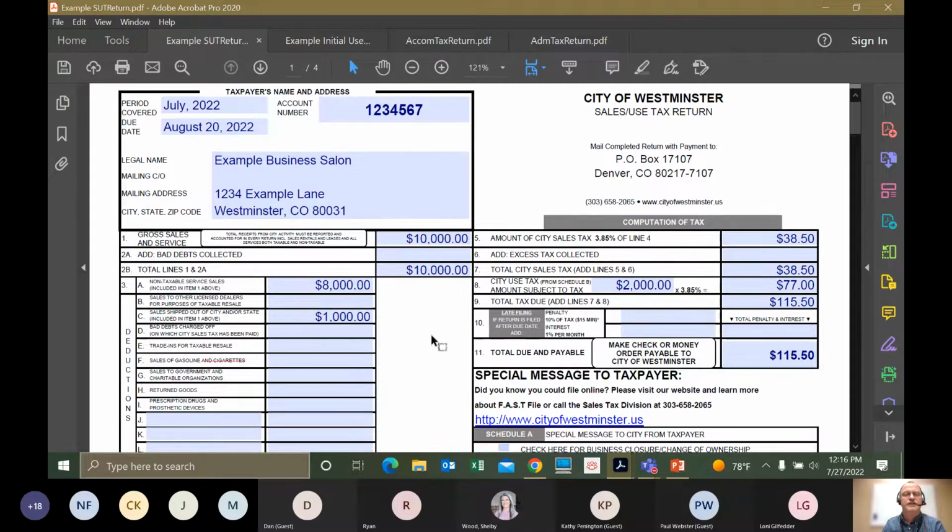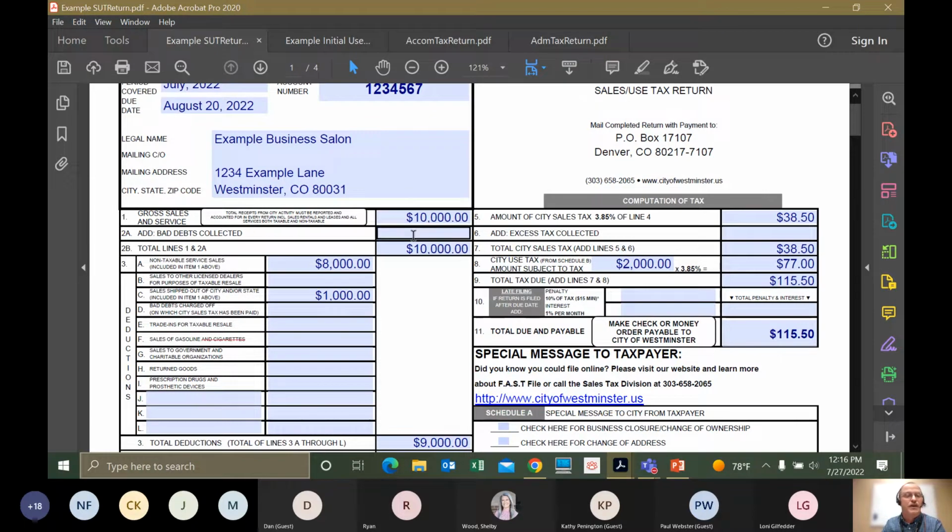So in this case, for July, we'll say my total sales and services, and this is what you must put down is your total sales and services. If you only have services, then that's all that will go there. So we'll say I had $10,000 total for sales and services, and I do sell product. We'll assume that. I have no bad debts that I've collected. I don't think I've ever seen this filled out, but if you did suddenly collect bad debt, that would go here, and then you would add those two numbers together.